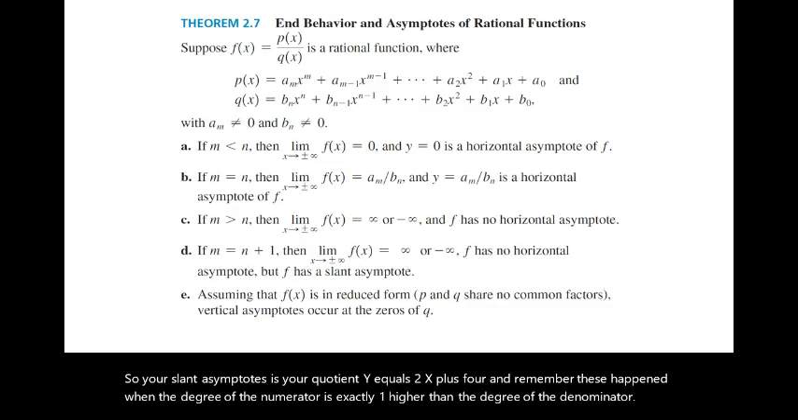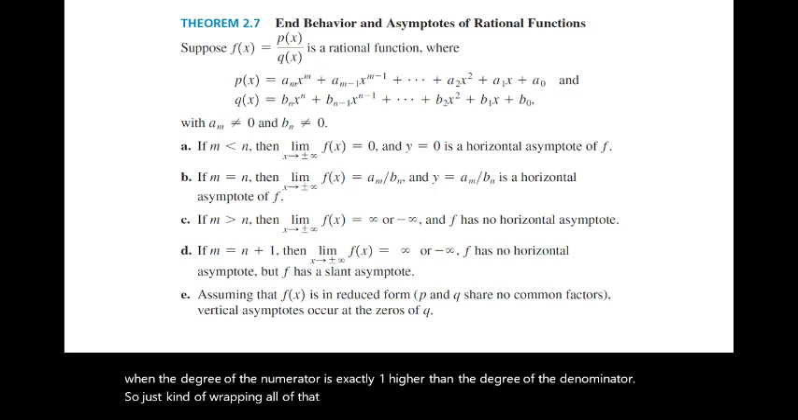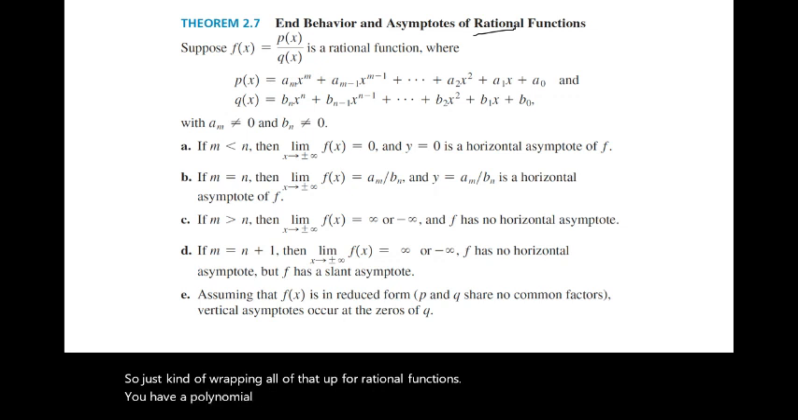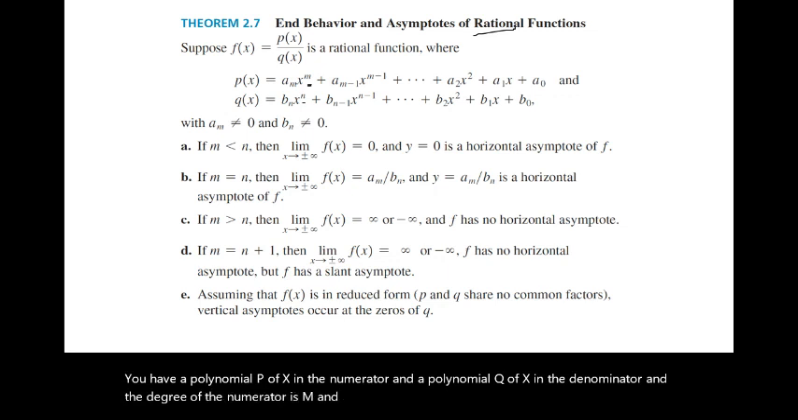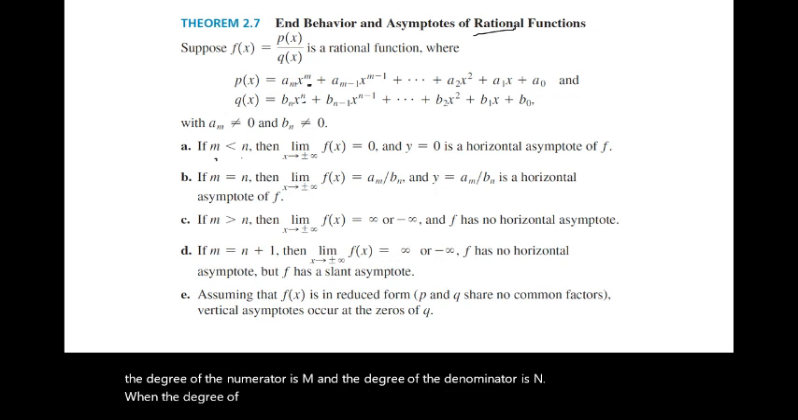So just wrapping all of that up, for rational functions, you have a polynomial p of x in the numerator and a polynomial q of x in the denominator. And the degree of the numerator is m, and the degree of the denominator is n. When the degree of the numerator is less than the degree of the denominator, that means y equals 0 is going to be your horizontal asymptote.